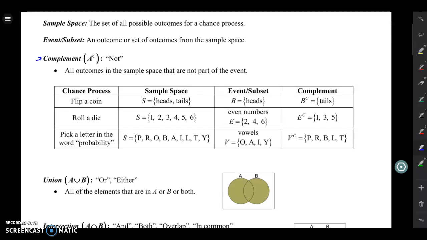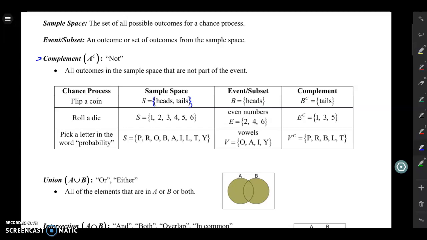Okay, let's look at a couple of examples. We've got this table that has 3 different examples of a chance process, which is basically something that you're going to do. For example, we could flip a coin. If we flip a coin, then the sample space S is equal to the set of heads or tails. Those are your 2 options. You'll notice these curly brackets. We're going to use these brackets to represent a set, and a set just means a list of things. You're going to see the curly brackets a lot today.